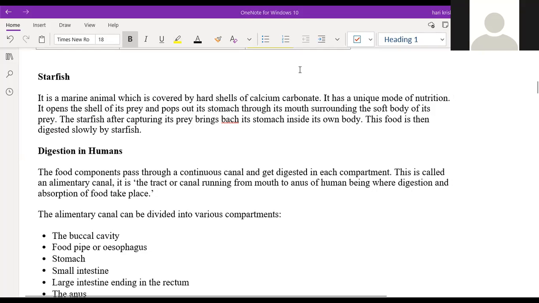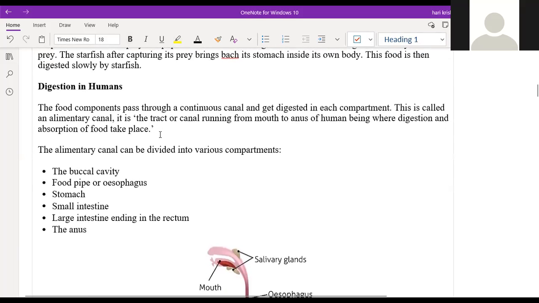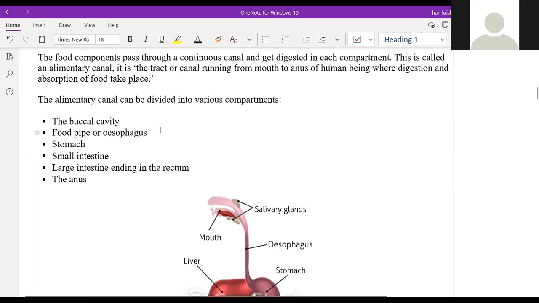So next one is digestion in the case of human beings. The digestion process starts from the buccal cavity and ends in the anus. These are the different parts of the digestive system. The first one is the buccal cavity. The next one is the food pipe or the esophagus. The third one is the stomach. The fourth one is the small intestine. The fifth one is the large intestine, ending in the rectum. And the last one is the anus.